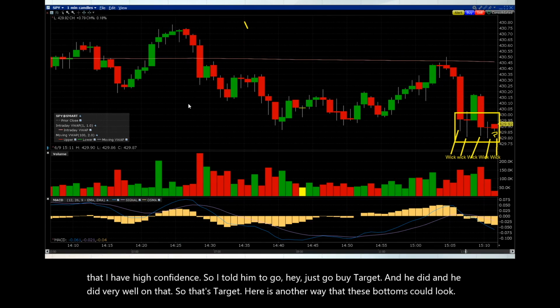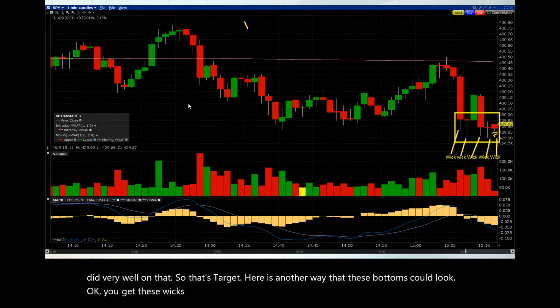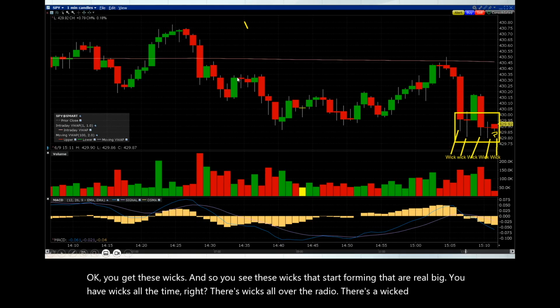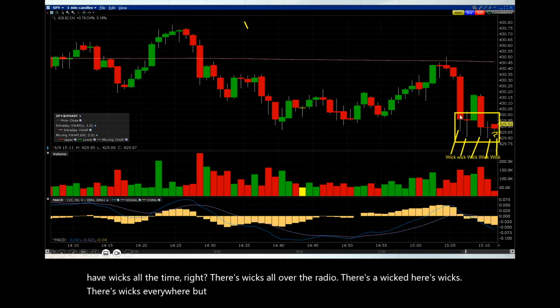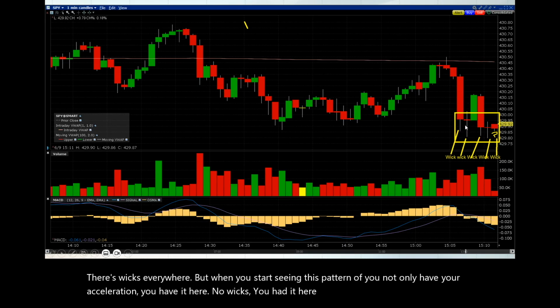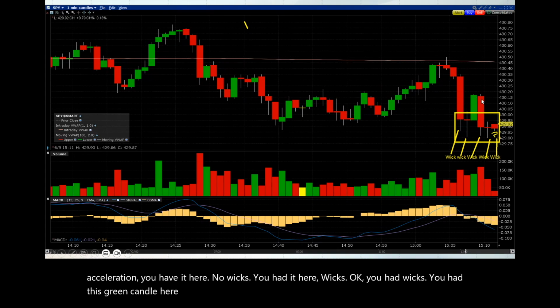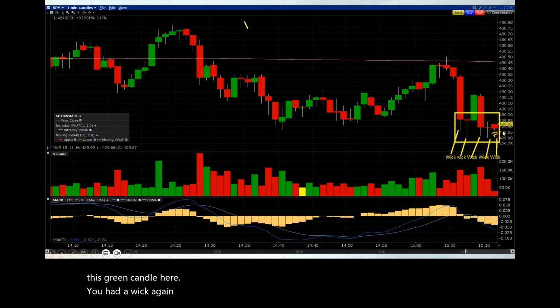Here is another way that these bottoms can look. You get these wicks, and you see these wicks that start forming that are real big. You have wicks all the time, right? There's wicks everywhere. But when you start seeing this pattern, where you had your acceleration, you have it here, no wicks. You had it here, wicks. You had this green candle here. You had a wick again.